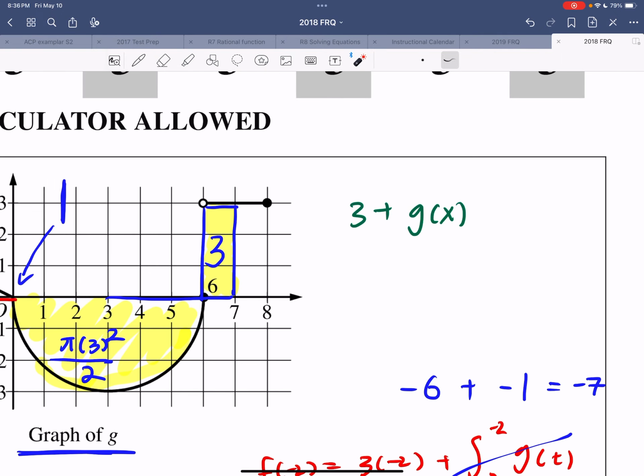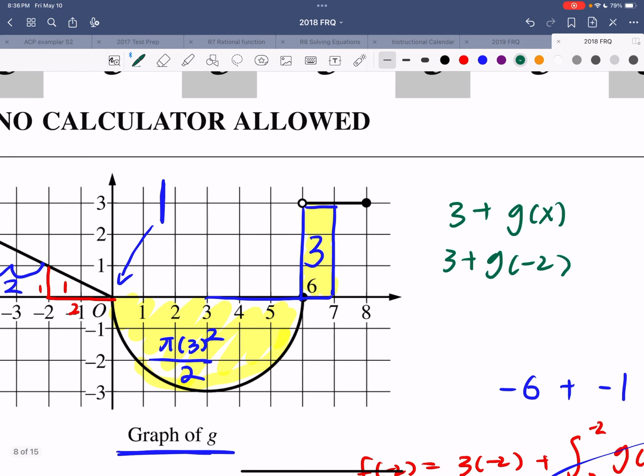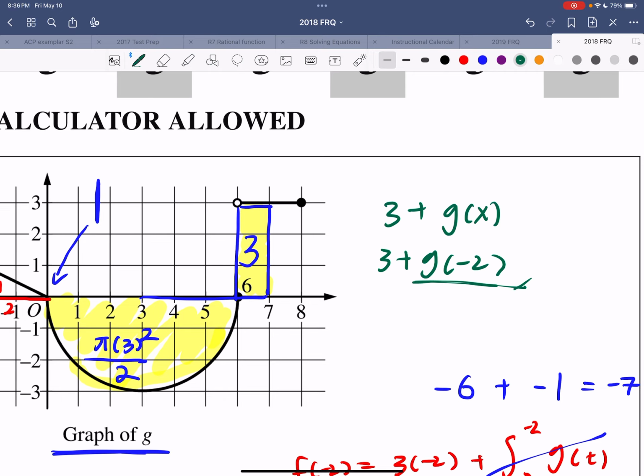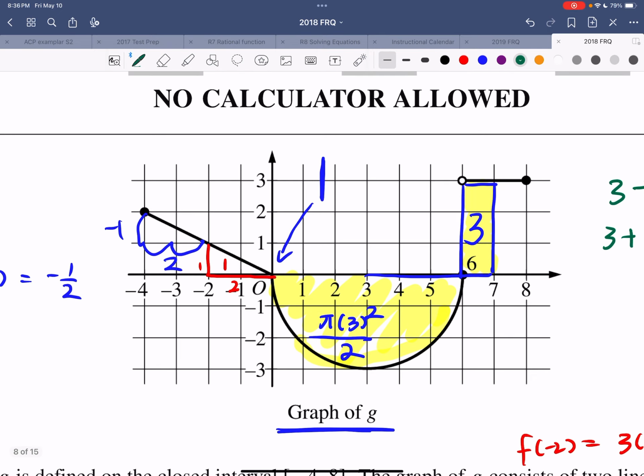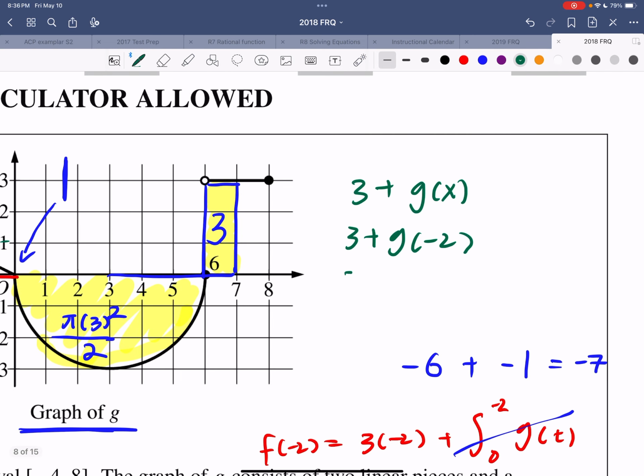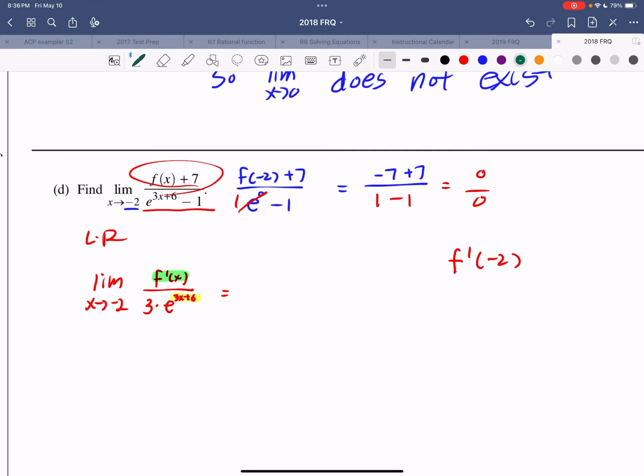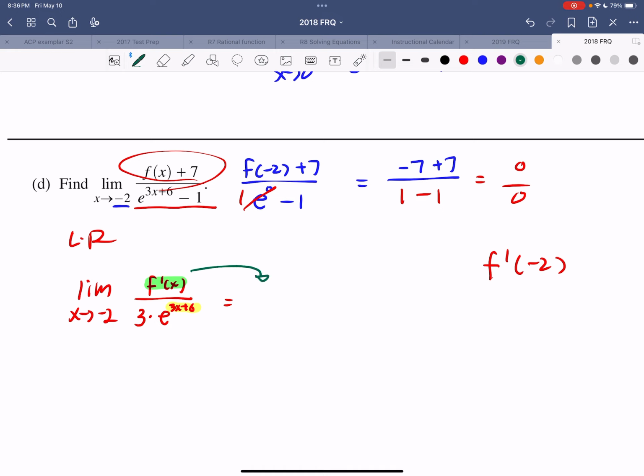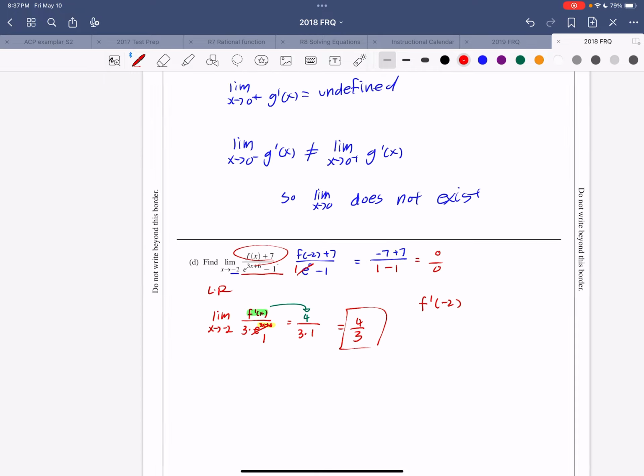So here it's going to be 3 plus g of negative 2. So let's look at it. It's not area under the curve. This one is just the y value. So g of negative 2 is right here, which is 1. So it's 3 plus 1. So what do I get? 4. So the first one, this is going to be 4 over 3 times. Do you see if you plug in negative 2, this one is going to become 1. So 3 times 1, which is going to be 4 over 3. That's it.